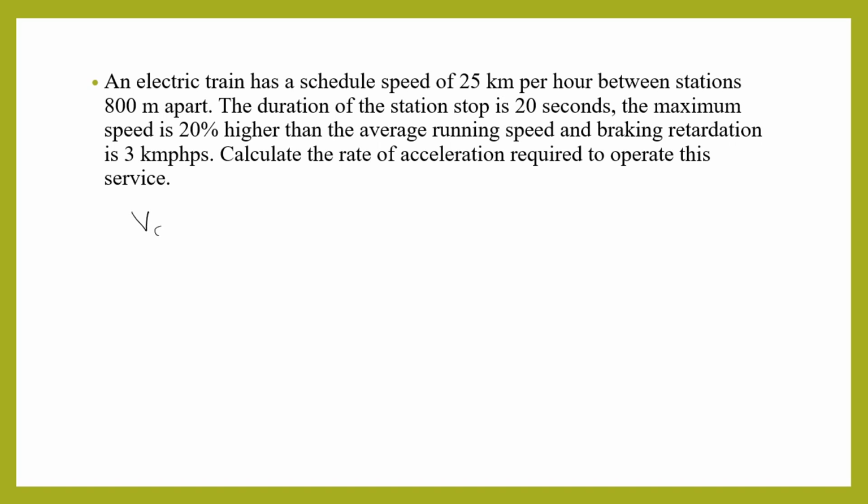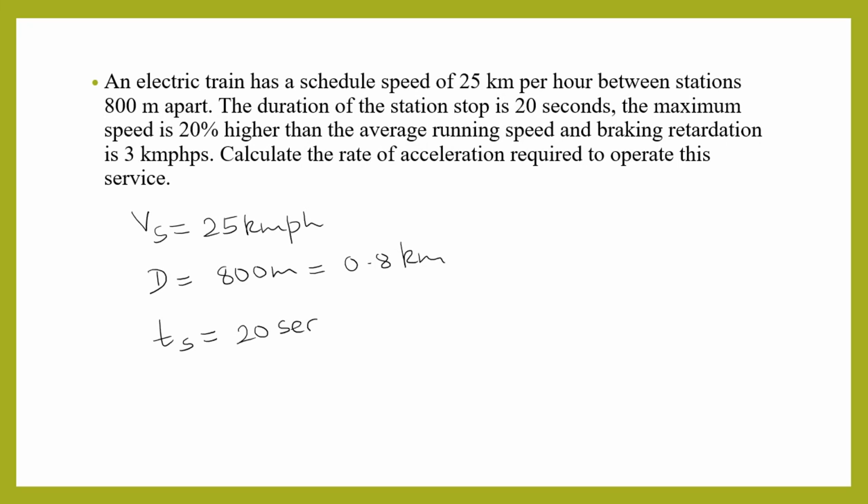We have Vs equal to 25 km per hour, d equal to 800 meter, that is 0.8 kilometer, ts equal to 20 seconds, Vm by Va equal to 1.2 since maximum speed is 20% higher than the average speed, and beta is equal to 3 km per hour per second. We have the equation 1 by alpha plus 1 by beta equal to 7200 d by Vm square into (Vm by Va minus 1).